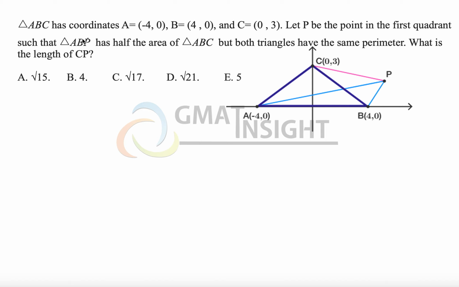A triangle ABC has coordinates A, B and C. So we can see that A has coordinates (-4, 0) and B has coordinates (4, 0). That means we have this distance 4 units, another distance 4 units. And the point C has coordinates (0, 3).